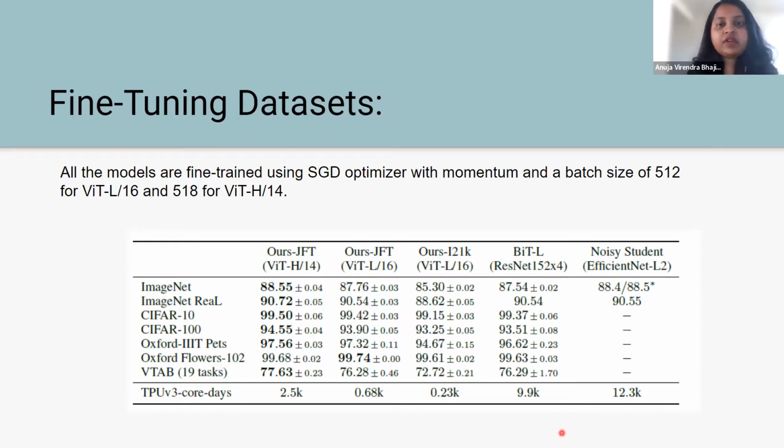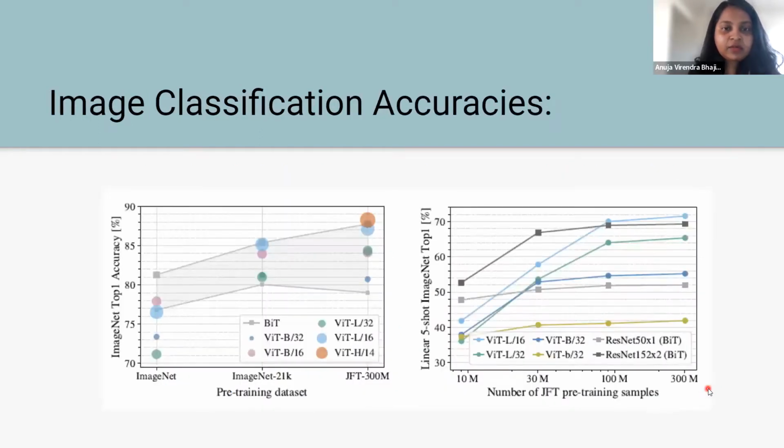Now, when the author says fewer resources to train, let us focus on the last row of the table. As we can see, the number of TPUv3 core days required by ViT models is considerably less than ResNets and EfficientNet models, which proves that ViT models not only perform well, but also train much faster than the existing state-of-the-art models. Okay, so now in the next slide, we'll see some more figures.